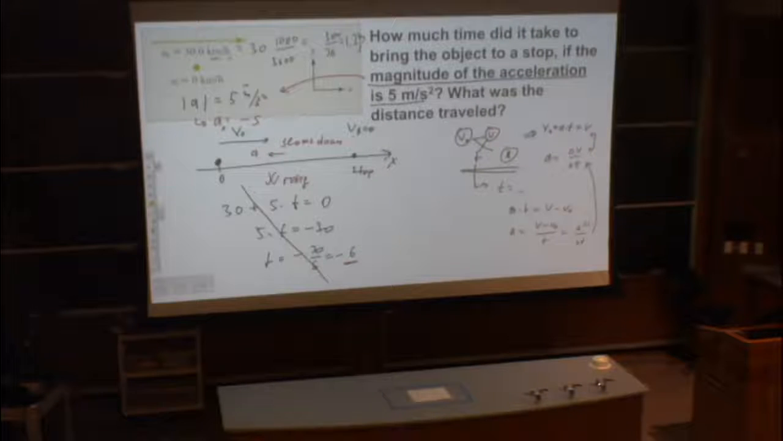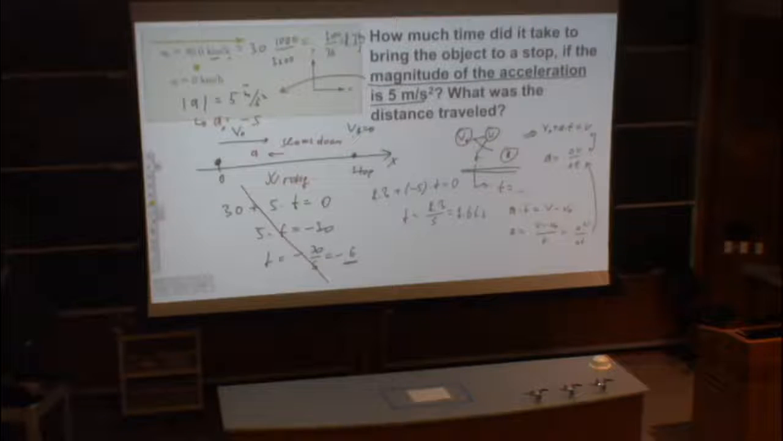So now we can write an equation. 8.3 plus -5, technically, times time is equal to 0. Time will be equal to 8.3 over 5, which is... 8.3 divided by 5? Speak louder. Okay, 8.3 divided by 5? 1.66 seconds. Thank you.